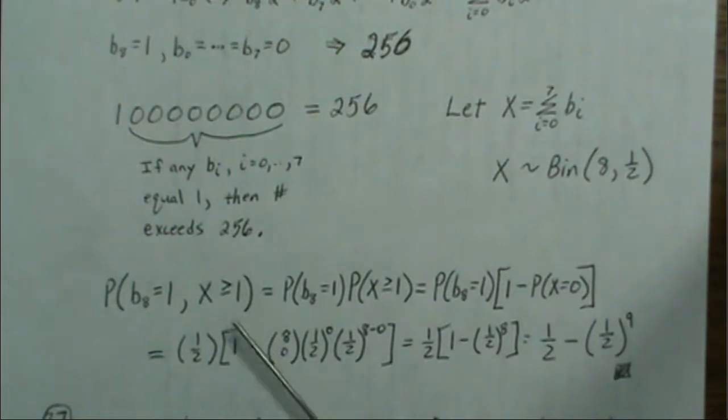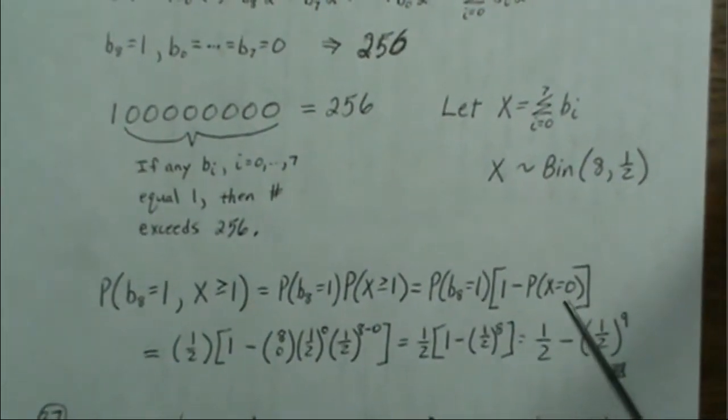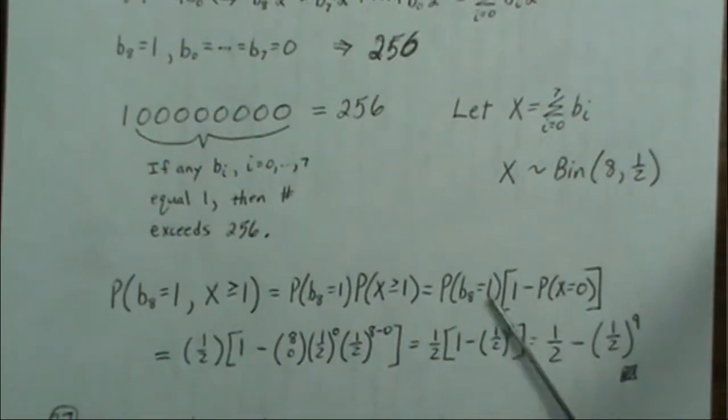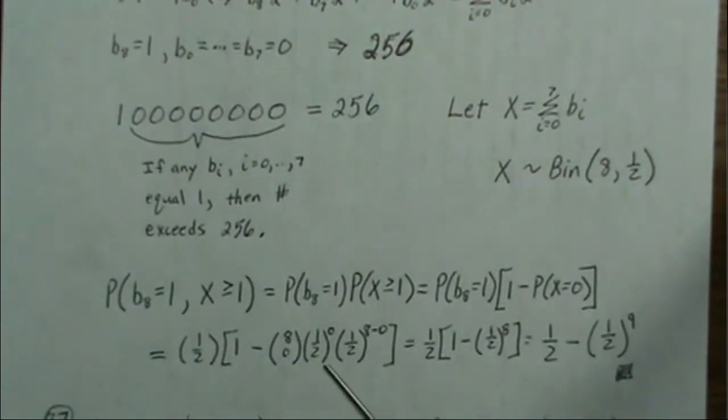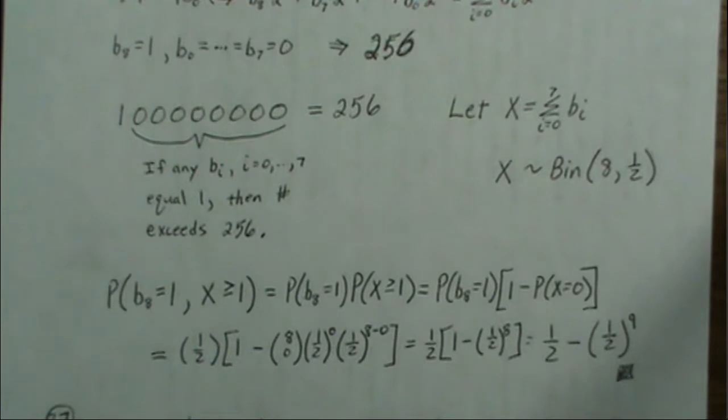Well, since this one event is independent of these 8 events, we can break them up into this. Remember that the trick of 1 minus comes in a lot. So this is equal to 1 minus the probability that x is 0. That's pretty straightforward to plug into for a binomial, and the probability that b8 is 1 is 1/2. So 1 minus, and this is the density or probability mass function for a binomial. Plug it in, and we get 1/2 minus 1/2 to the 9th.